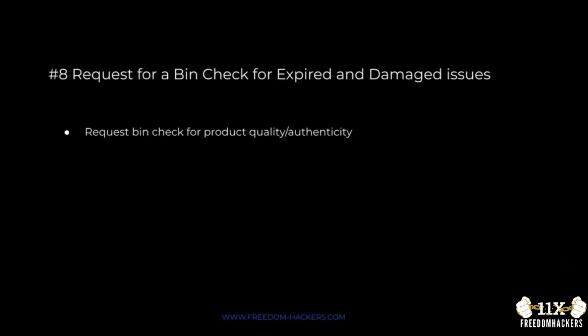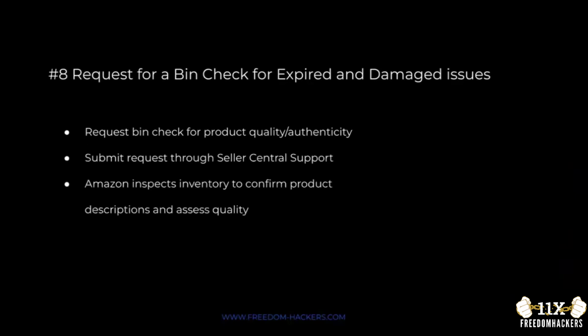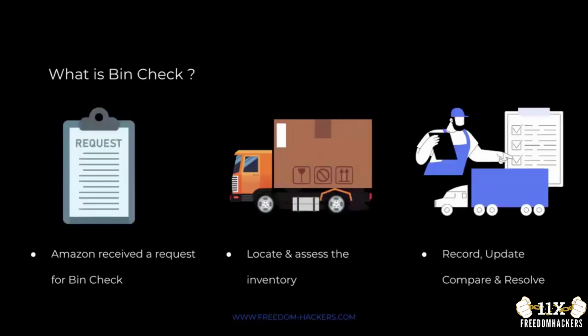Another thing is that you can request a spin check for product quality or authenticity for any expired or damaged issues. You submit this request through Seller Central support, and Amazon inspects the inventory to confirm the product descriptions and assess quality. Then you can use the same case ID to defend your case regarding a false claim.